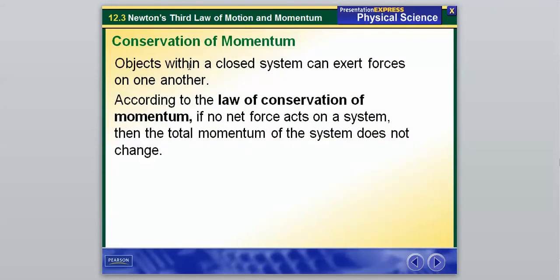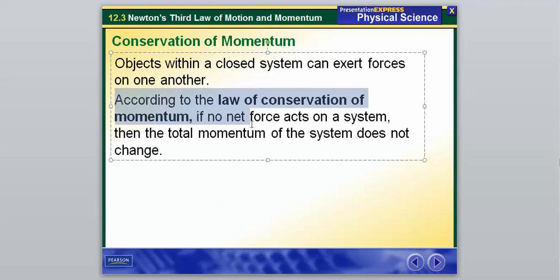Objects within a closed system can exert forces on one another, and according to the law of conservation of momentum, if no net force acts on a system, then the total momentum of the system does not change. So a closed system is almost like an isolated system, where nothing else is going to act upon any of the objects that we are studying. The total momentum is never going to change. It's always conserved when we have it isolated inside of a vacuum with nothing else coming in.